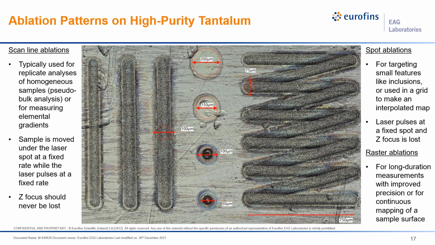Finally, raster ablations. On the right of the slide, you can see it's basically a scan line, but it has switchbacks, so there aren't any gaps. It continuously ablates over a larger area. Now, the reason for this is that long duration measurements can improve precision. So for example, if you're doing an isotope ratio measurement where you need to have 4 decimal places of precision, or you can also use a raster for continuous mapping of an entire sample surface.